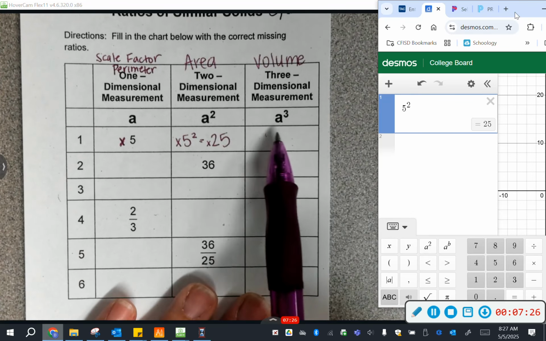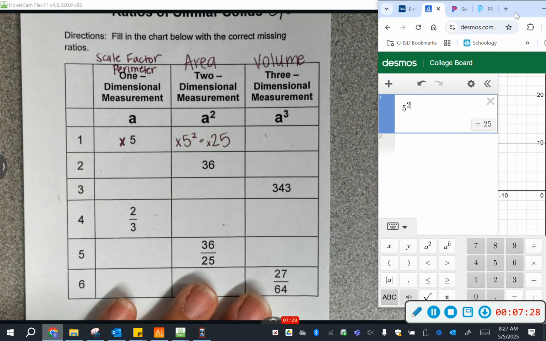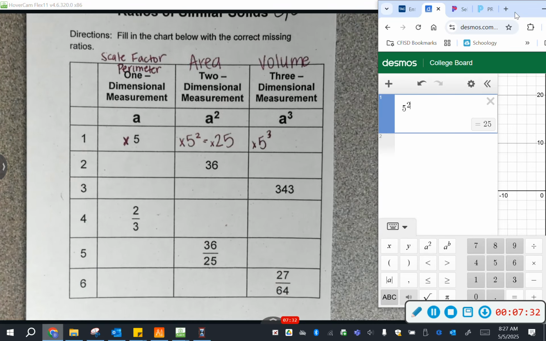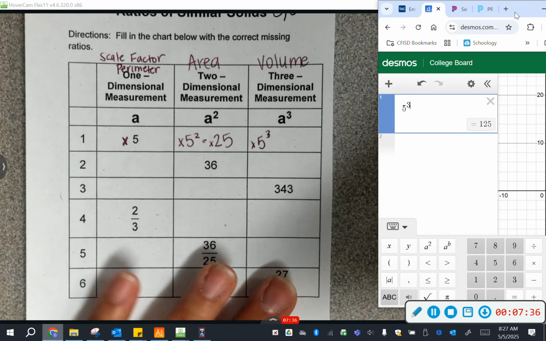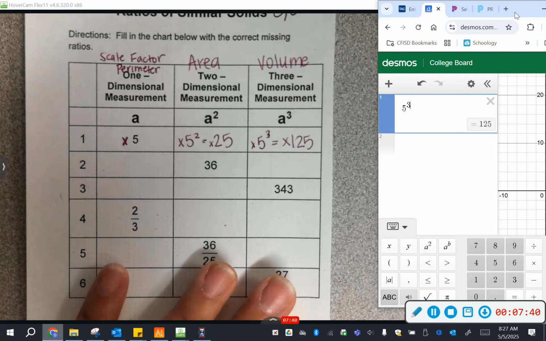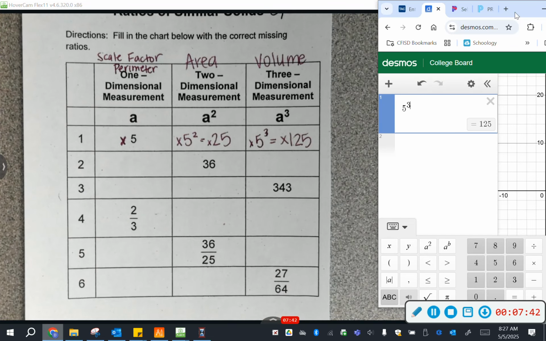What are we going to do to the volumes? By 5 cubed. Does anybody know what 5 cubed is? Put it in Desmos. What is it? 125 times bigger. Y'all, this is what you're doing for the test. Filling out a chart.